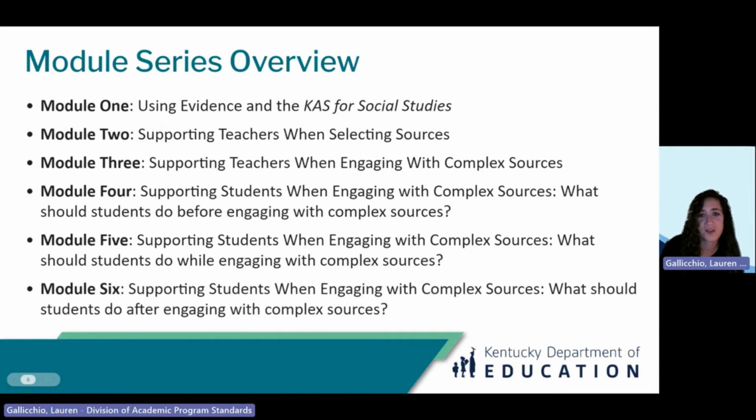Module 6, What should students do after engaging with the source, is about developing coherent periods of learning that support students' mastery of the grade level using evidence standards of the CAS for Social Studies. After students read and engage with the source, students should regularly refer back to the sources to reflect on what they read and to engage in more complex social studies skills.